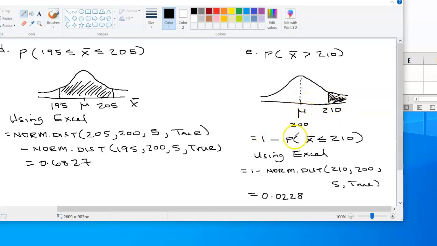Because our normal tables and Excel only give us the cumulative distribution up to a point, if we have an area that's greater than, we have to subtract from 1. Okay, so that's why we're subtracting from 1 here. So 1 minus the unshaded area, which is the probability that x bar is less than or equal to 210. Then we go to Excel and we plug this formula in, 1 minus norm.dist, 210, plug in the rest of the values. Our final answer is 0.0228.